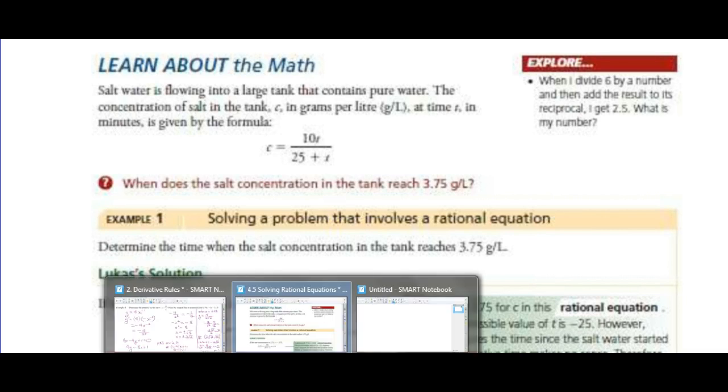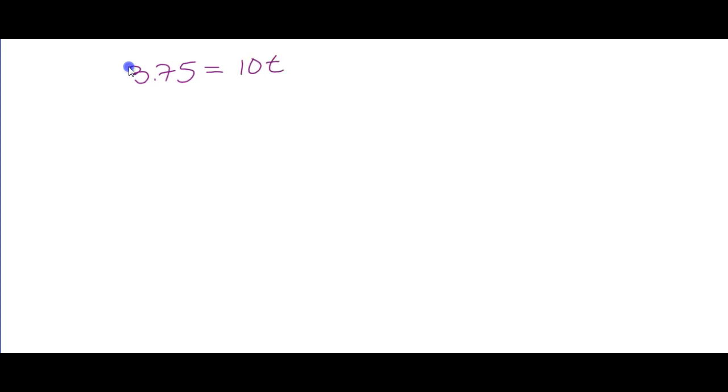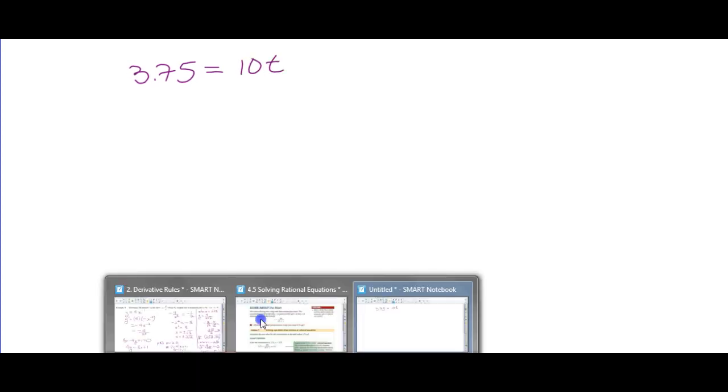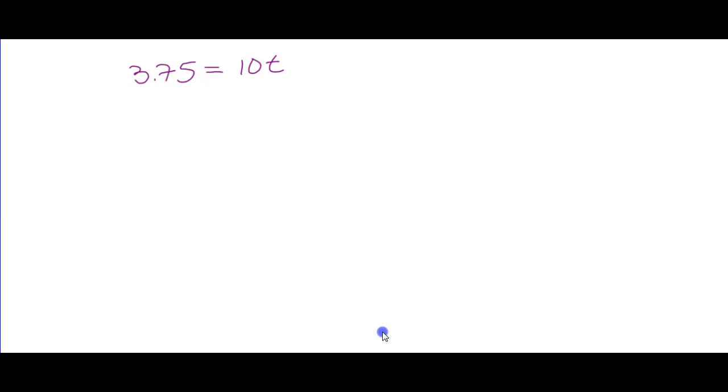Okay. So we want 3.75 is equal to 10t over 25 plus t. So basically, we're going to solve an equation, right? The steps in solving an equation would be to factor the denominator. We're always doing that, but it already is in factored form. There's nothing to factor. Then state the non-permissible values.